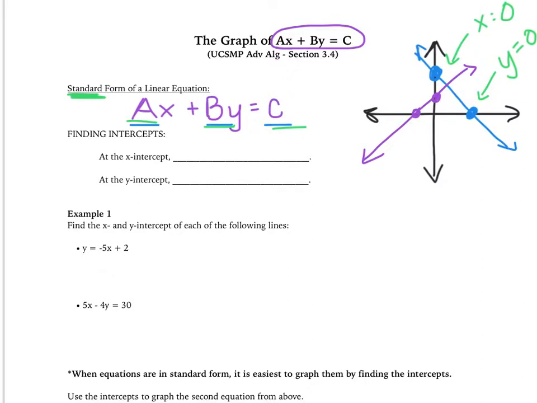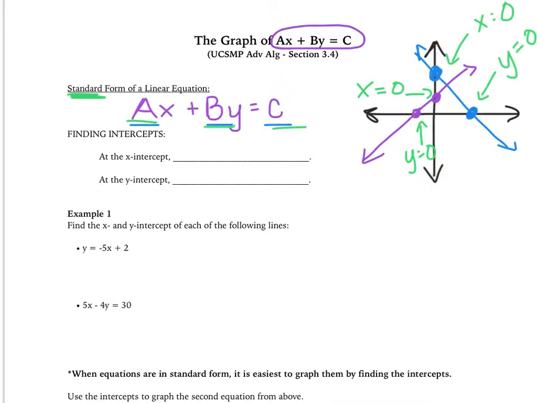At this point here, let me grab my other color. At this point here, that's my y-intercept. And if I were to find the coordinates, I know that my x value would equal 0. And at this point here, that's my x-intercept. At this point, I know the y would equal 0. Because anywhere along this line, y is equal to 0. Okay? And anywhere along this line, x is equal to 0.